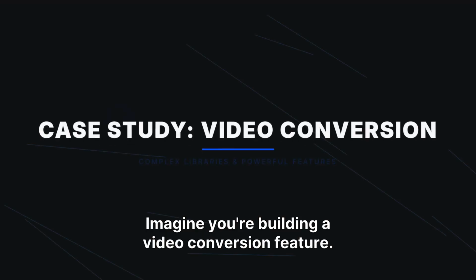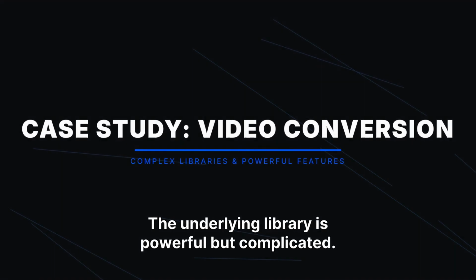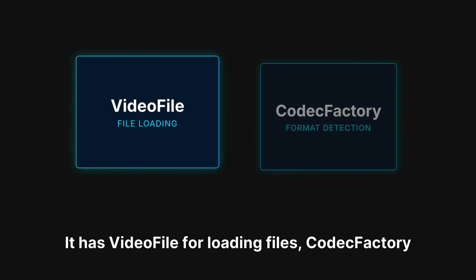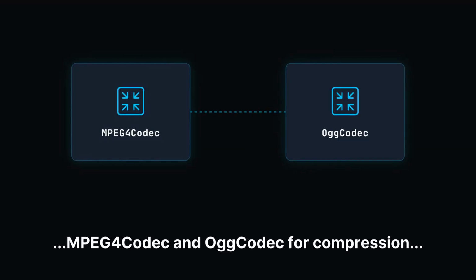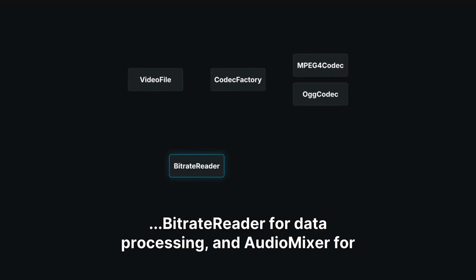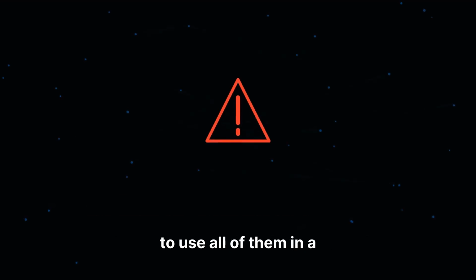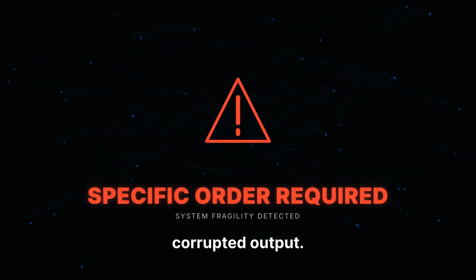Imagine you're building a video conversion feature. The underlying library is powerful but complicated. It has video file for loading files, codec factory for detecting formats, MPEG-4 codec and OGG codec for compression, bitrate reader for data processing, and audio mixer for fixing audio. To convert a single video, you need to use all of them in a specific order. Get the order wrong and you get corrupted output.